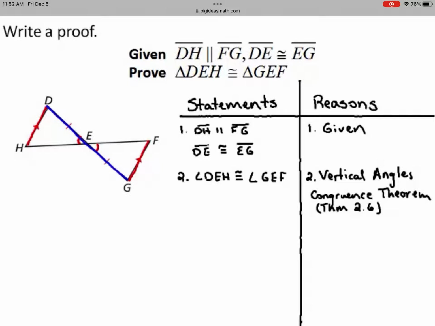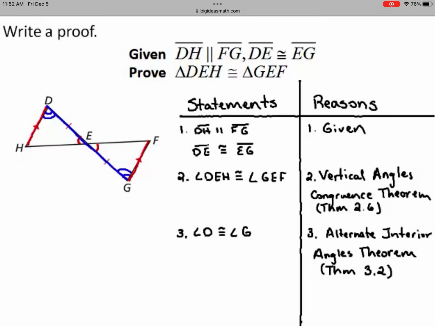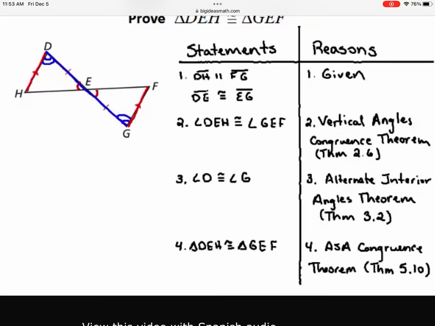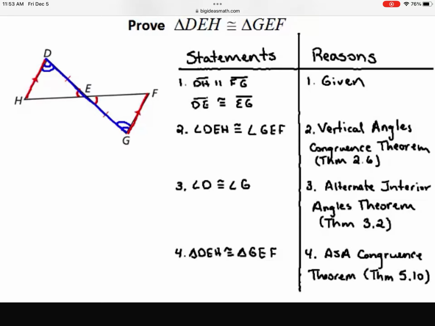Then angle D is congruent to angle G by the alternate interior angles theorem, because looking at the diagram, both of these angles lie on opposite sides of the transversal and inside the parallel lines. So then triangle DEH is congruent to triangle GEF by the ASA congruence theorem, because you found corresponding angles, sides, and angles that are congruent in the corresponding triangles.